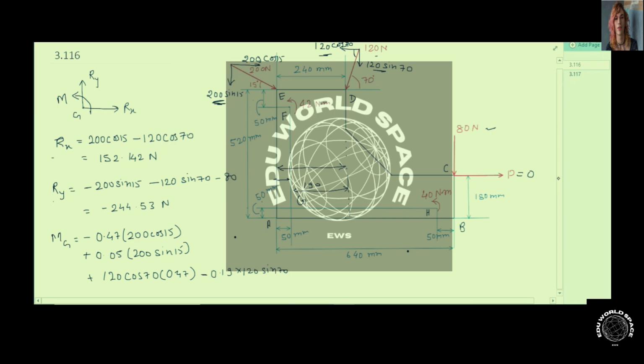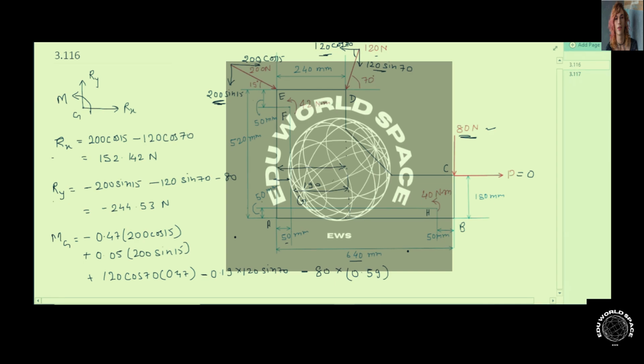All right, now calculating the moment due to this 18 Newton force, this will be in clockwise sense, so it will be given negative: minus 8 multiplied by the distance between them, that is 640 minus 50, that is 590. So converting them to meter will give 0.59. And now all the moments due to the components of the forces have been calculated.